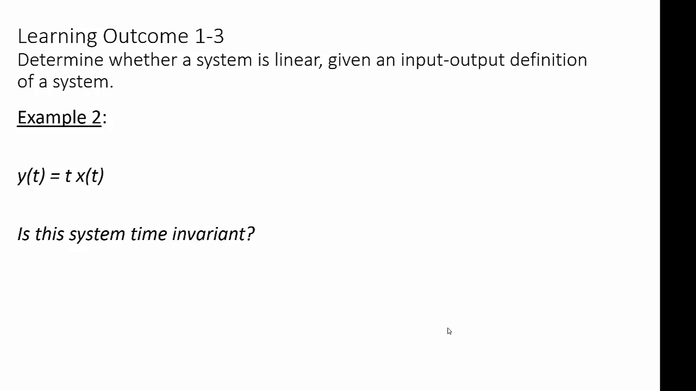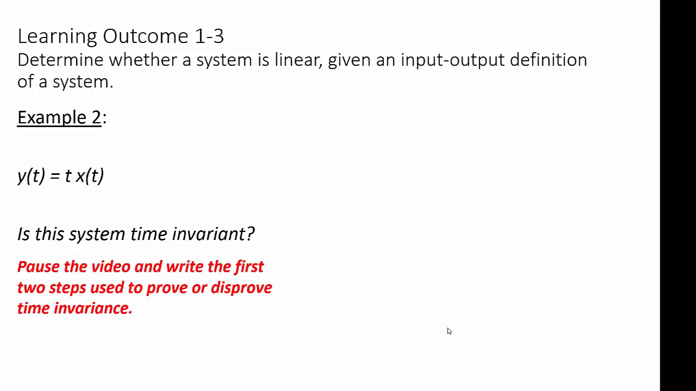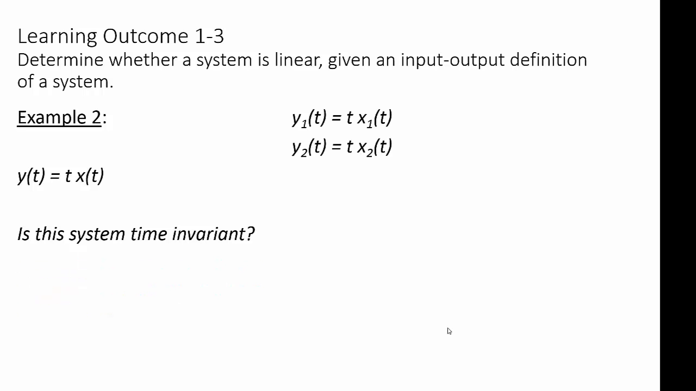Let's try another example. y of t is t times x of t. We want to know, is this system time invariant? Again, I'd like you to pause the video and write the first two steps used to prove or disprove time invariance. I hope that these are the first two steps that you came up with.